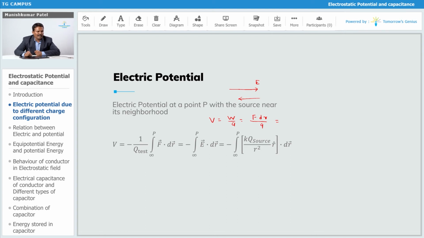E bar dot dr bar, this Q will get cancelled, and you will get again, after just putting the value of your E, that is KQ upon R square, which is the electric field due to your point charge, into R cap dot dr bar. So you just have to simplify this expression.